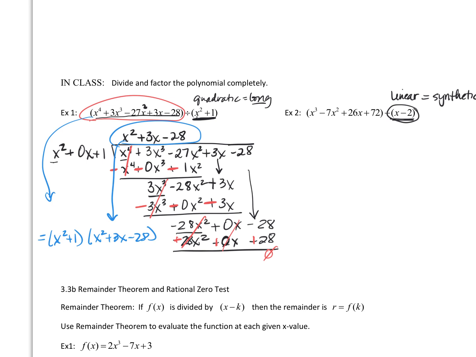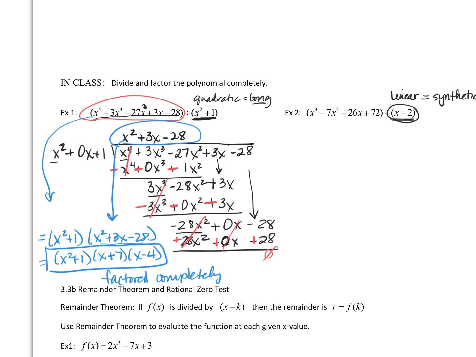Now, I want to keep factoring. Can I factor this guy? Will that factor? Into what? 2 numbers that multiply to negative 28 but add up to positive 3. Plus 7, x minus 4, right? So this is my final answer, because it wanted to be factored completely. You do not have to solve it further, you're just leaving it in factored form. You tracking with me? All right.